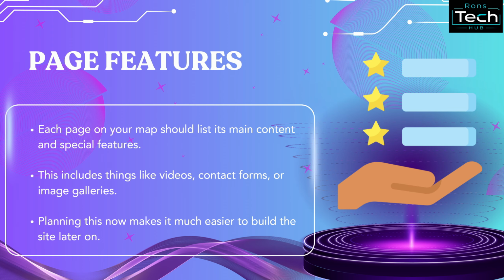Page features. Each page on your map should list its main content and special features. This includes things like videos, contact forms, images, music, whatever you have on your website, you need to list it in these page features. Planning this now makes it much easier to build your website later on because you're not sitting there thinking while you're building the website, oh, what do I add here? If you have a plan already in place, you try to execute the plan as closely as possible. Plans can change, and in IT, plans very rarely don't. They probably always change, to be fair, and it's fine. When you're making a website, you think, I think it would be better to do this instead of what I originally said. That's fine. Just say it and do it.